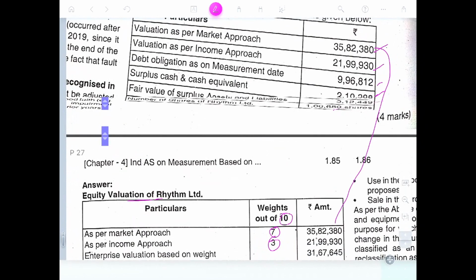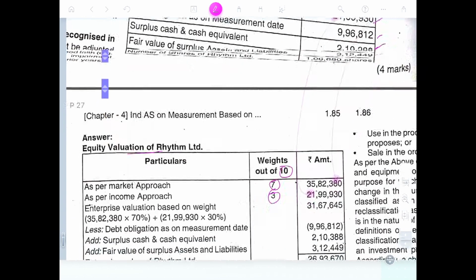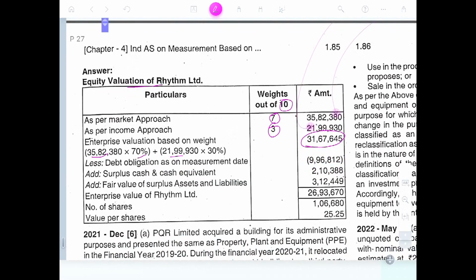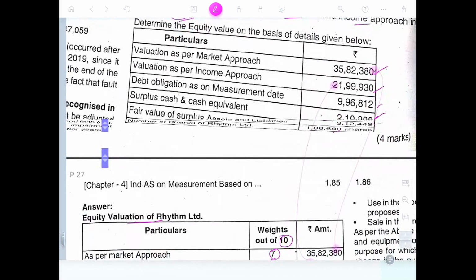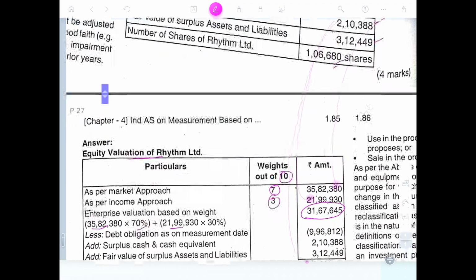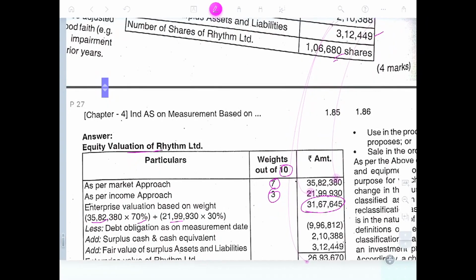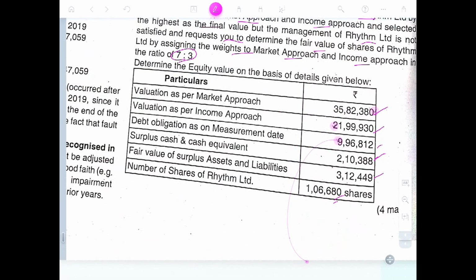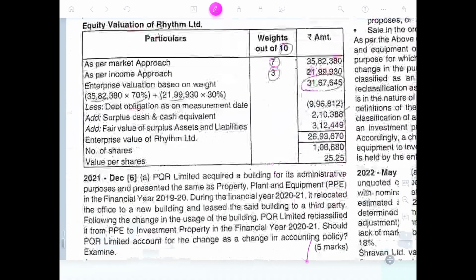35 82 690, 32 1 390. Enterprise value weightage is 70% and 30%, totally 31 lakhs 30,000. Less debt obligation, and add surplus and cash, and add fair value of liability. And 9 lakhs adjustment on enterprise value, number of shares, value of share 26.